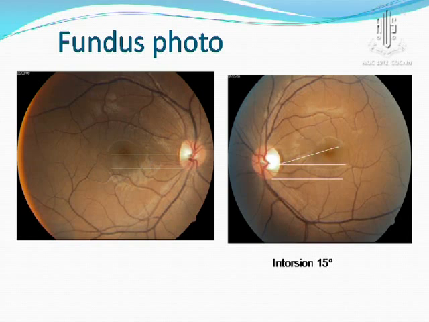Why? Because this fovea is not in the margins of the two lines. The two lines which should pass through the middle or the lower 1/3 of the disc and the lower margin of the disc. These are the two limits in which the fovea normally lies. In this case, we see the fovea is lying much higher than this, and if you measure with the protractor, it will be 15 degrees of intorsion in the left eye.